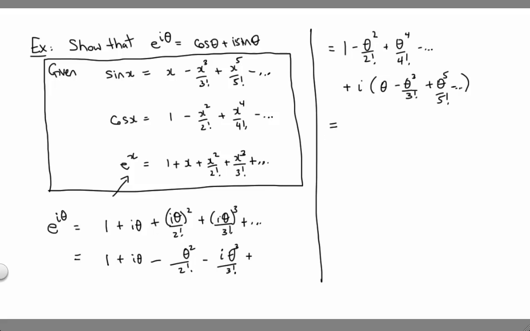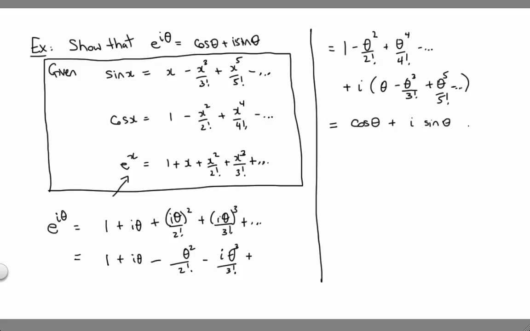Okay, so now let's look back to the given information. This 1 minus theta squared over 2 factorial plus theta to the fourth over 4 factorial, that's nothing other than cos theta. And then we're going plus i times, well, this power series that's multiplied by i, that's nothing other than sine theta. So sure enough, we don't really need these brackets here. Sure enough, we're getting exactly cos theta plus i sine theta.